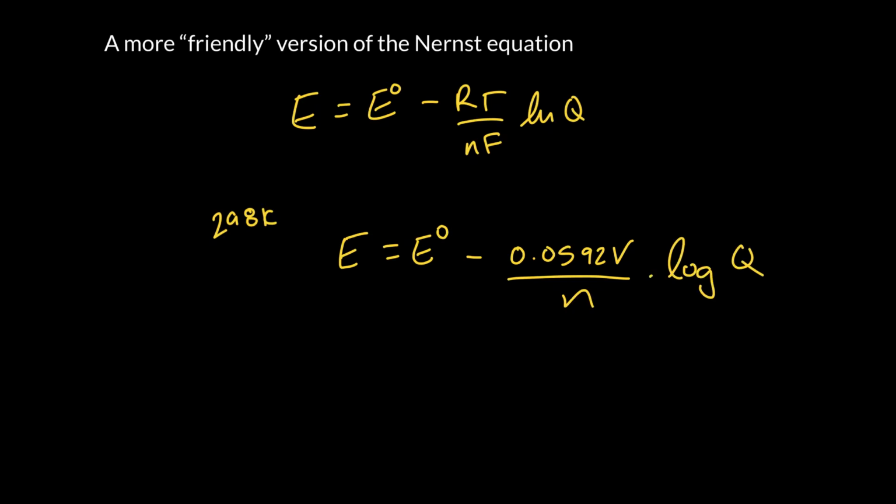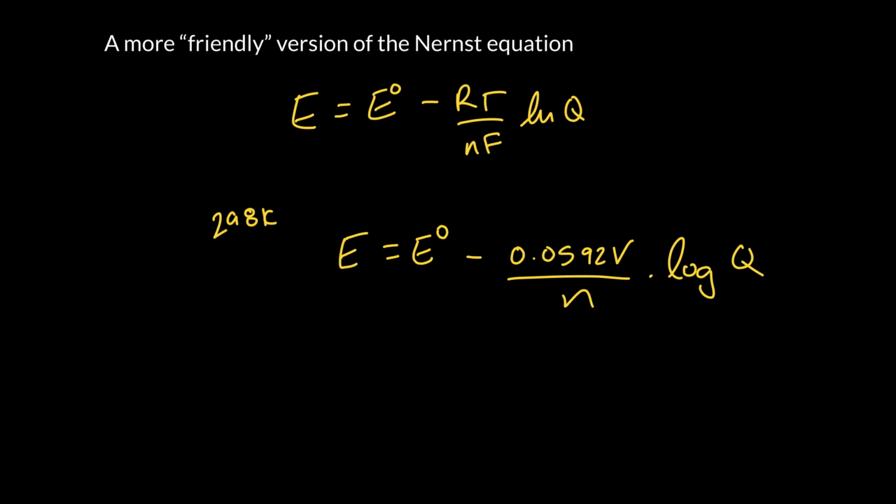And all we've really done here is we've put in the value of F, we've put in the value of R, we've put in room temperature 298 Kelvin, and we've converted natural log to base 10 log. It's just a factor of 2.303 difference in there. And this is a common form of the equation. So this is a very common way to actually use and manipulate the Nernst equation.